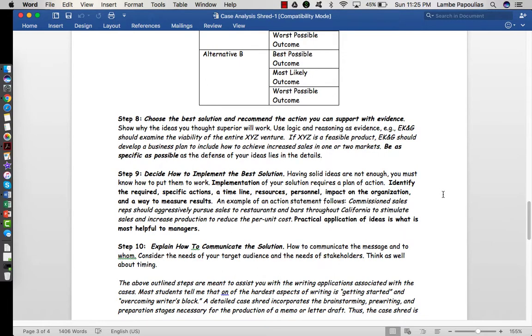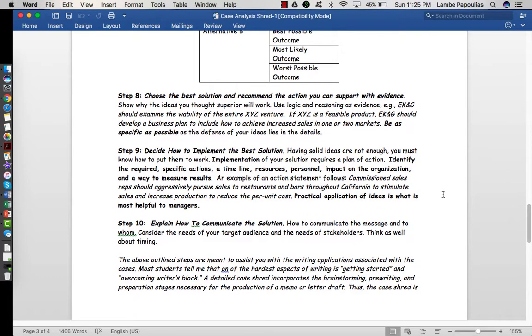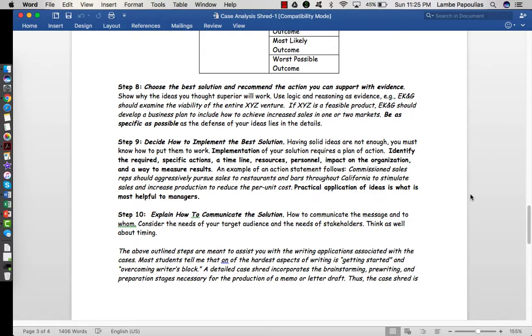Remember that. Step 9, decide how to implement the best solution. Having solid ideas is not enough. You must know how to put them to work. Implementation of your solution requires a plan of action. Identify the required specific actions, a timeline, resources, personnel, impact on the organization, and a way to measure results. An example of an action statement follows. Commission sales reps should aggressively pursue sales to restaurants and bars throughout California to stimulate sales and increase production to reduce the per unit cost. Practical application of ideas is what is most helpful to managers.